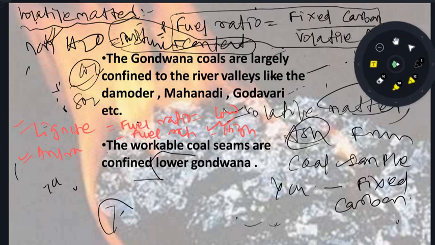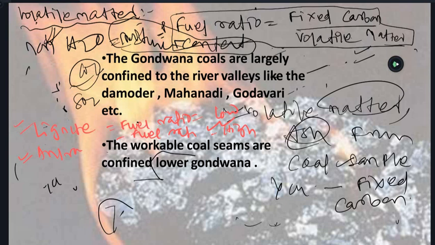So fuel ratio determines the quality or rank, जो भी बोलते हो, quality of coal or rank of the coal. Only fuel ratio determines this. Any doubt till now? बताओ. So this is important. Fuel ratio is really important parameter for the analysis of the coal. ठीक है? Remember this part.